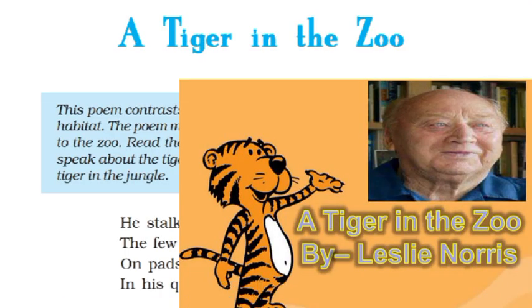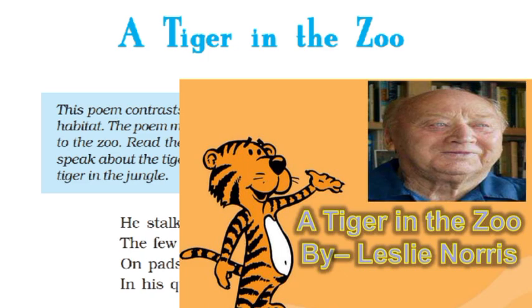The first one is A Tiger in the Zoo. It is composed by Leslie Norris. So kindly keep this in mind, dear students, that poets are always important. You need to learn and remember the names as well. As the title itself denotes, the poet is mentioning a tiger here, where it is in the zoo.